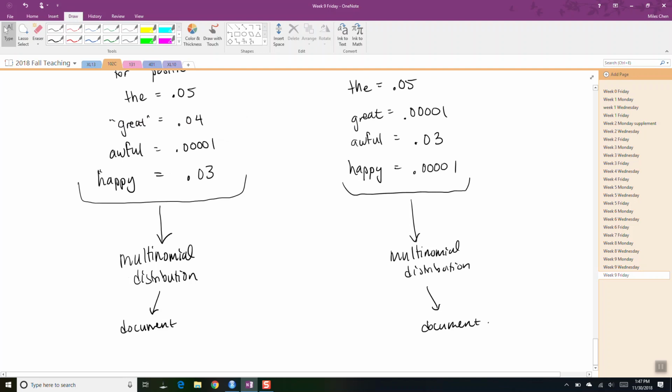Over on the negative side, we've got a different distribution for the balls in the pouch. And we're not going to see the word happy and great very often, but we have words like awful and terrible and stinky in there. And we draw words out of there and we get a document that looks different, okay? And so this is the model that we have in mind for how our documents are created, okay? Does that kind of make sense for how the documents are made?